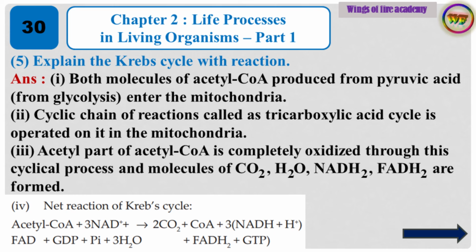Sub-question 5. Explain the Krebs cycle with reaction. Answer. 1. Both molecules of acetyl-CoA produced from pyruvic acid, from glycolysis, enter the mitochondria. 2. A cyclic chain of reactions called the tricarboxylic acid cycle operates on it, in the mitochondria. 3. Acetyl part of acetyl-CoA is completely oxidized through this cyclical process, and molecules of CO2, H2O, NADH2, FADH2 are formed. Fourth point is given directly.